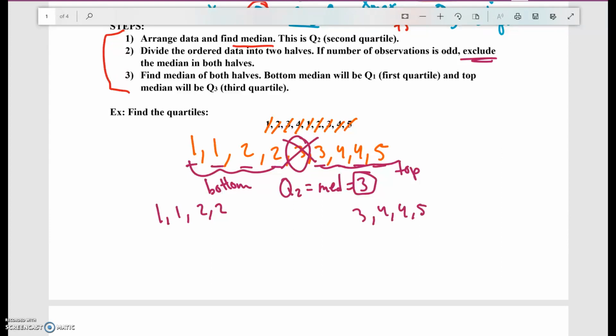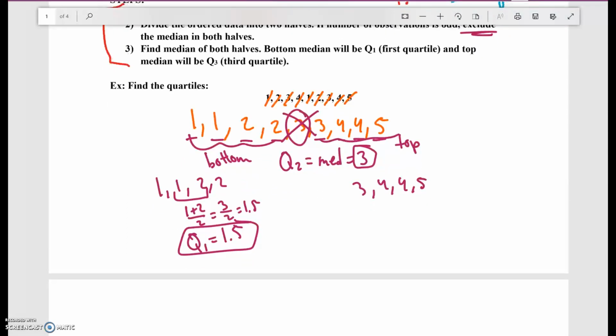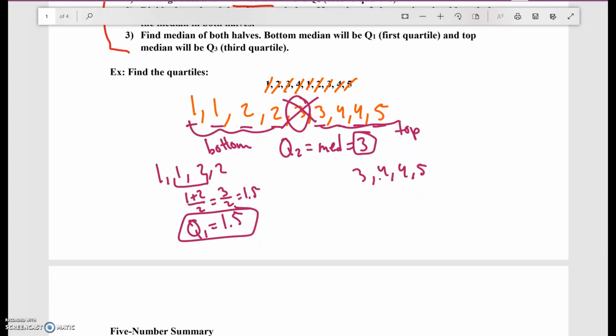Now let's find the median here. The median is going to be the number between 1 and 2, so I can find the mean of these, and this gives me 1.5. So Q1 here is going to be 1.5. And then we find the median of the top half. The median between 4 and 4 is just 4. So Q3 will just be 4.